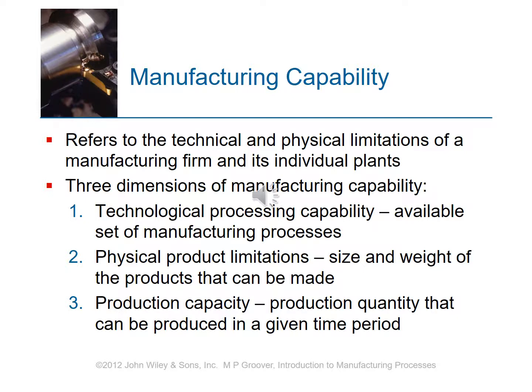If you're making a big old Caterpillar bulldozer, you're not going to make as many of those as you are a little John Deere front-end dozer. Production capacity, how much can be produced in a given period of time? And these are all limitations. This is where people really make their money, by increasing all of these, setting those limits higher.